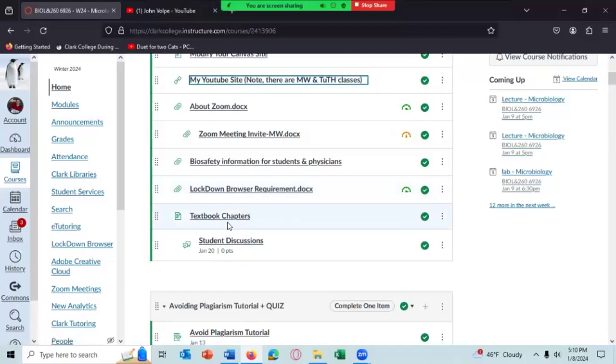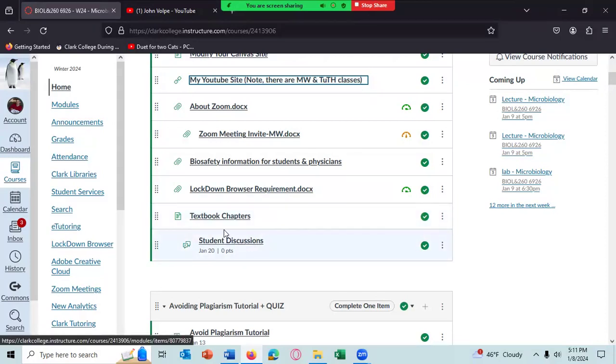There's a link to textbook chapters. If you haven't gotten the textbook yet, the first 3 chapters are here, as well as the chapter summaries for all the other chapters. You will need eventually to buy the book, or rent the book, I guess you could do too. But if you don't have it, you can do the reading by coming to this for the first 3 chapters.